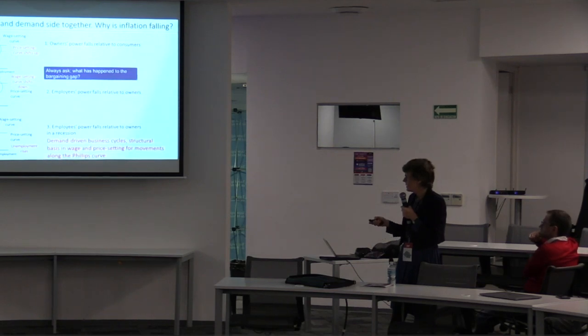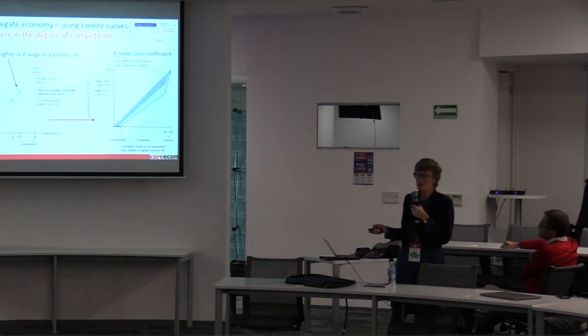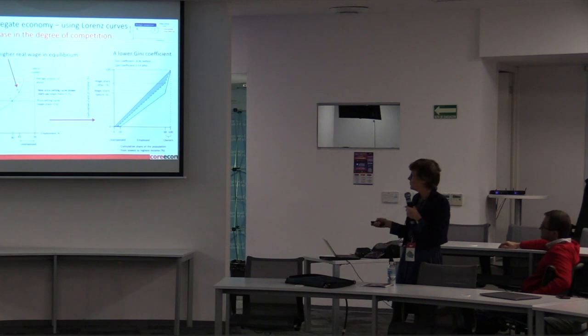We can do things like asking questions like, why is inflation falling? Could be stronger competition, could be weaker insiders, could be a business cycle explanation. Look at an increase in the degree of competition and look at what it does to inequality. Think of the data now showing decreases in competition, increases in markups, and you'll see the Gini coefficient increasing. This is the opposite case.